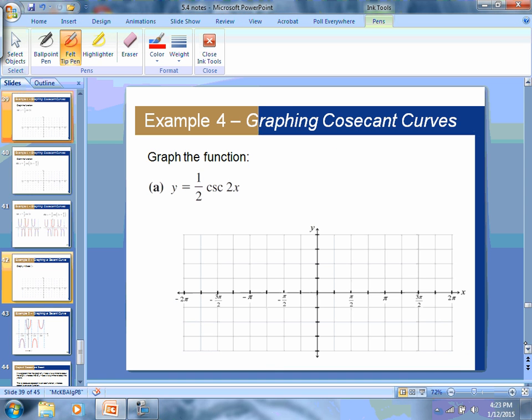Okay, so we've got 3 graphs that we're going to do. Example 4 has a couple cosecants, and then example 5 is a secant.